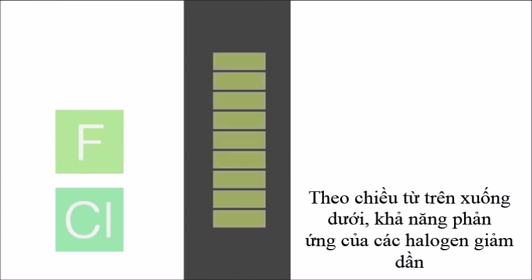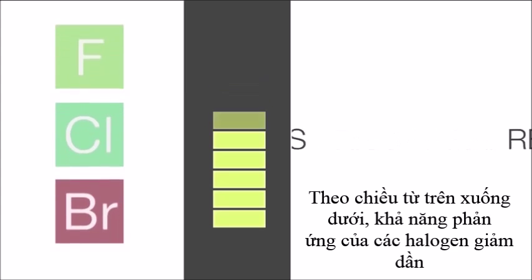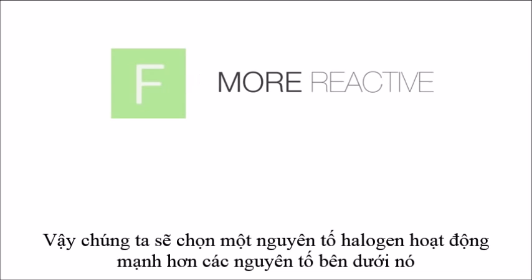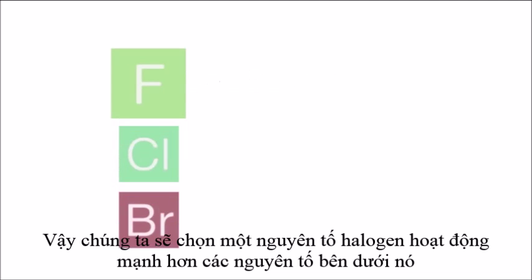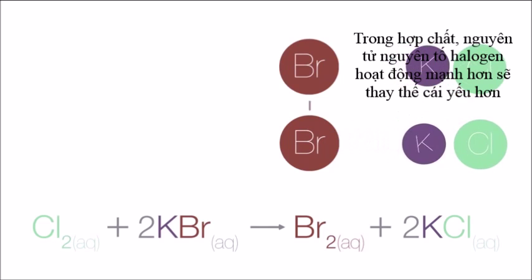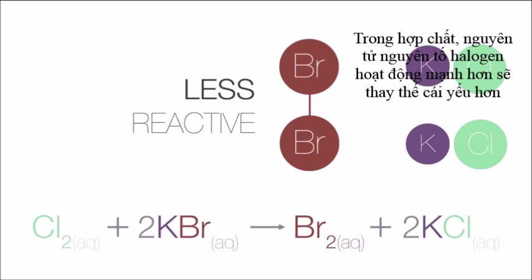Moving down the group, the reactivity of the halogens decreases. So a selected halogen is always more reactive than the halogens below it. A more reactive halogen will always displace a less reactive halogen in a compound.